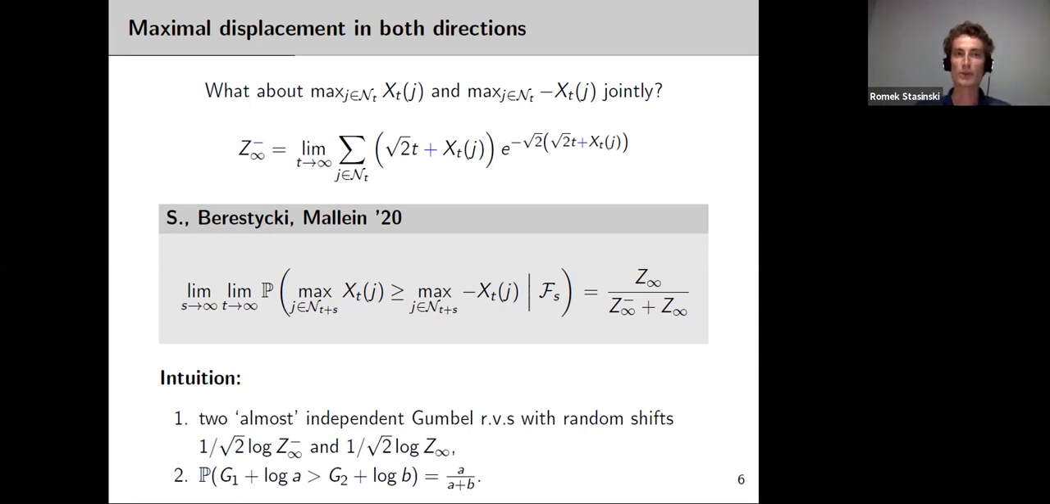Furthermore, with high probability, we can check that the particle that is rightmost and the particle that is leftmost must have split very early on. Therefore, those Gumbel fluctuations should be more or less independent. And finally, it's an easy calculation that if you take two Gumbel random variables, which are independent, if you shift the first one by log A, if you shift the second one by log B, and if you look at the probability that the first term is larger than the latter, then you basically obtain A over A plus B. And that's what we got in our result.